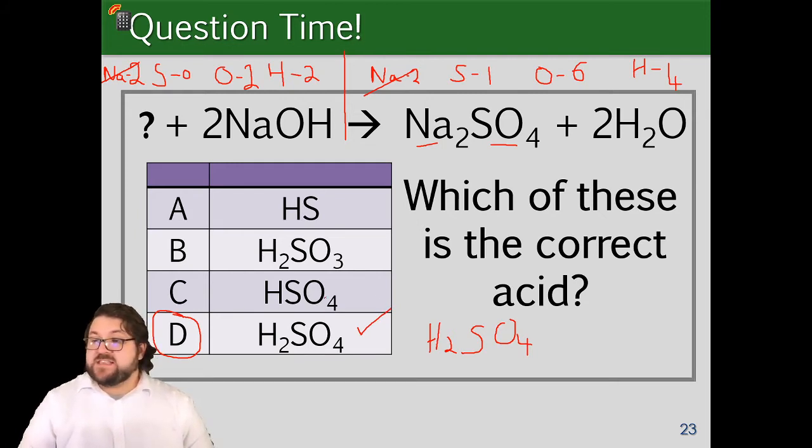Though if you got C, that's fine. You just missed a hydrogen, which is totally normal. But I hope going through that helped you out. So do be aware that the big number here multiplies everything after it.